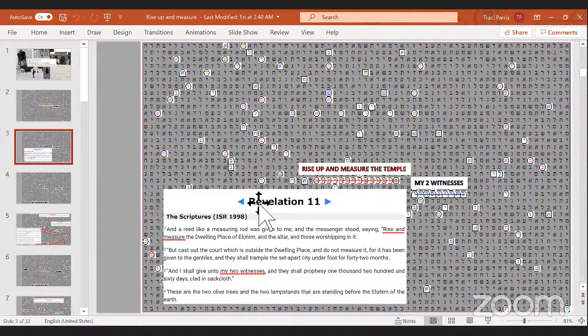So both of these terms are found in the very beginning of Revelation 11. And a reed like a measuring rod was given unto me, and the messenger stood, saying, Rise and measure the dwelling place of Elohim, and the altar, and those worshiping it. But cast out the court which is outside the dwelling place, and do not measure it, for it has been given to the Gentiles, and they shall trample the set apart city underfoot for 42 months. And I shall give unto my two witnesses, and they shall prophesy 1,260 days clad in sackcloth. These are the 2 olive trees and the 2 lampstands that are standing before Elohim of the earth.